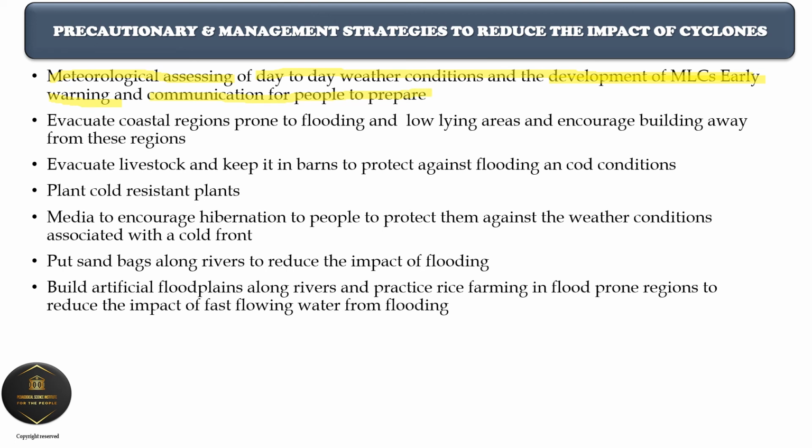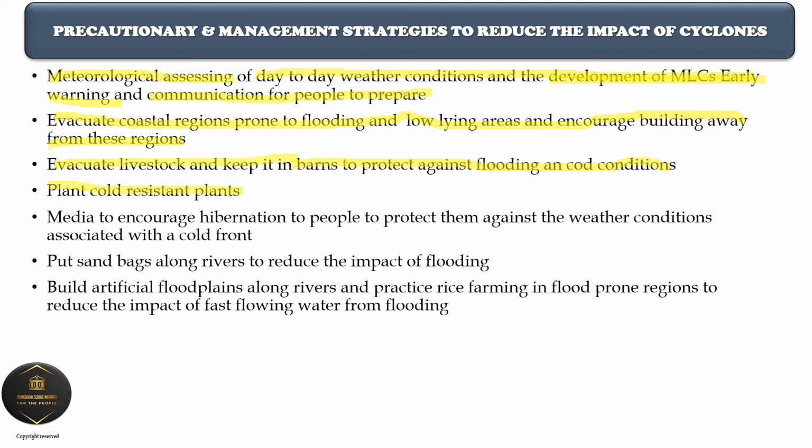We also need to evacuate some people that may live in coastal regions to decrease the effect of flooding if it floods when the system may come, and also encourage people that live in low-lying areas to build away from these regions. So that may decrease the impact of flooding, right? So we also need to evacuate livestock and put it where? In barns to protect it against floods and cold conditions. We also need to plant what? Cold resistant plants so that they can withstand the cold conditions.